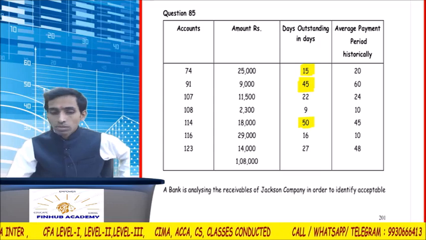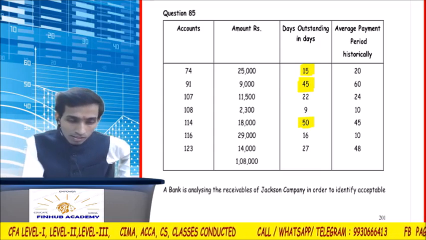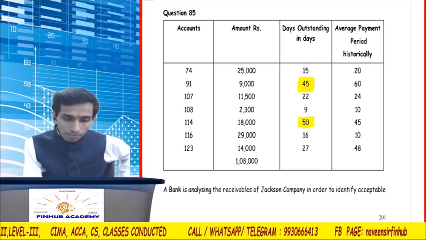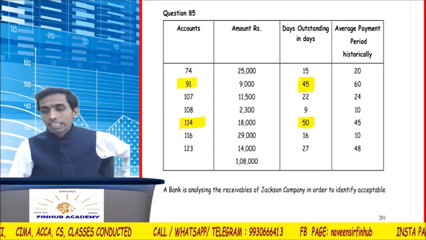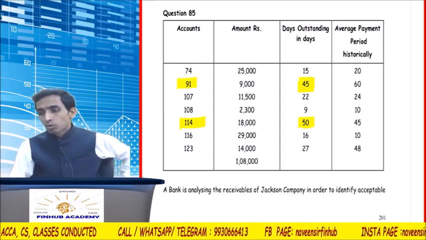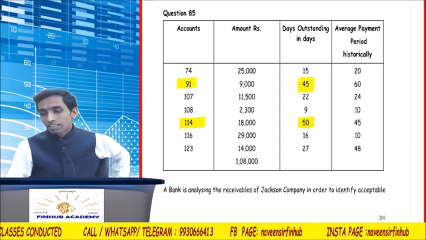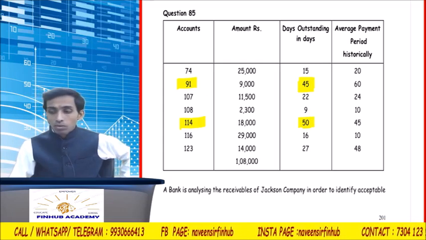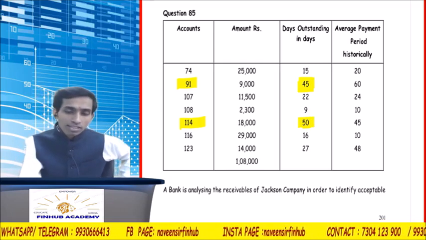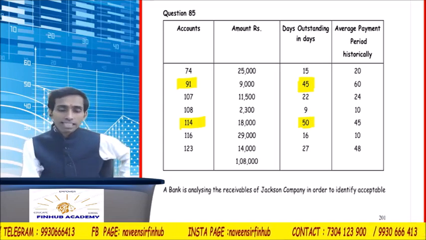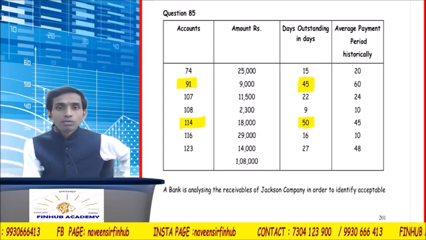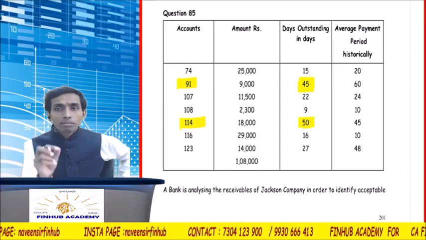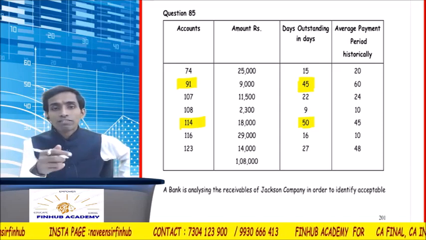Account number 91 and account number 114. These people have a credit period which is overdue. Currently overdue means generally more than 30 days. See, the bank says whatever your credit period is, the amount should not be overdue beyond that. Means you should not give a credit period more than that.